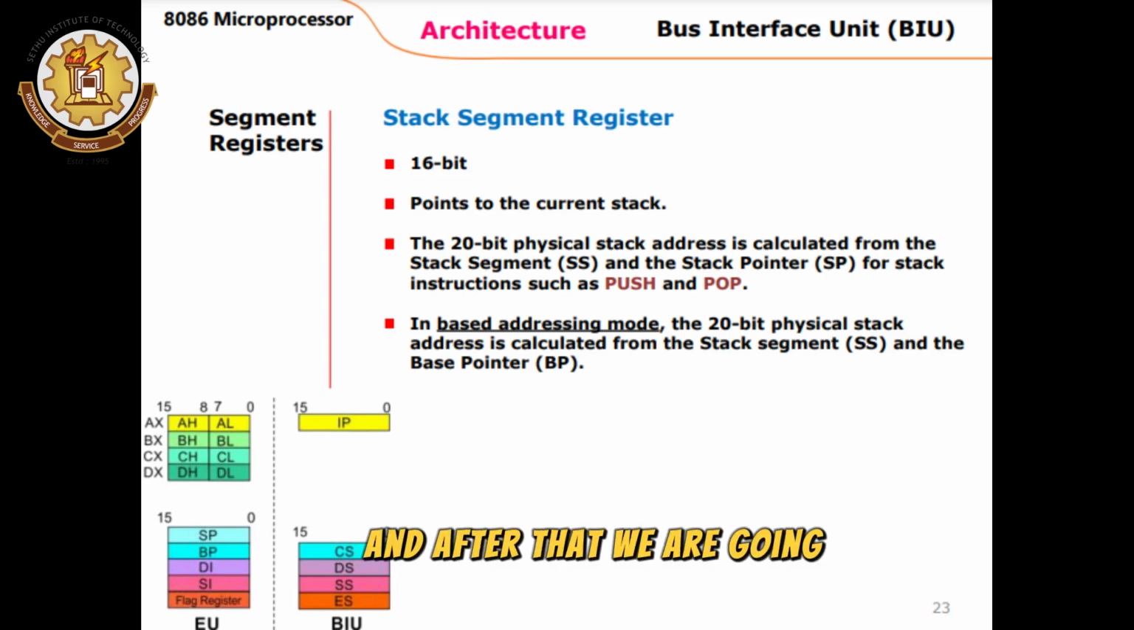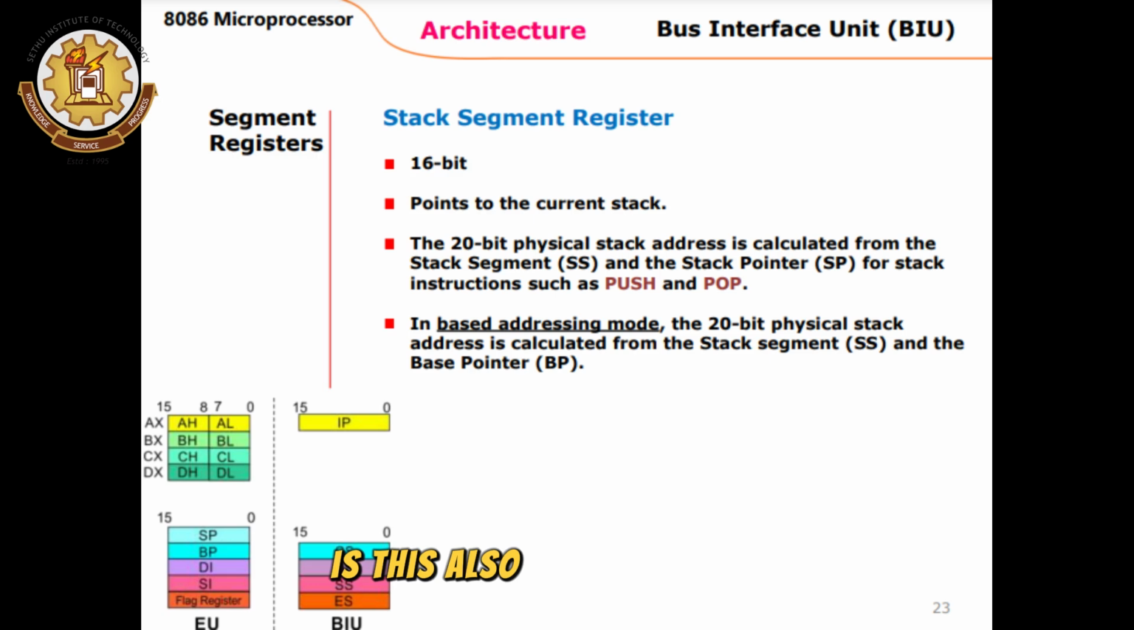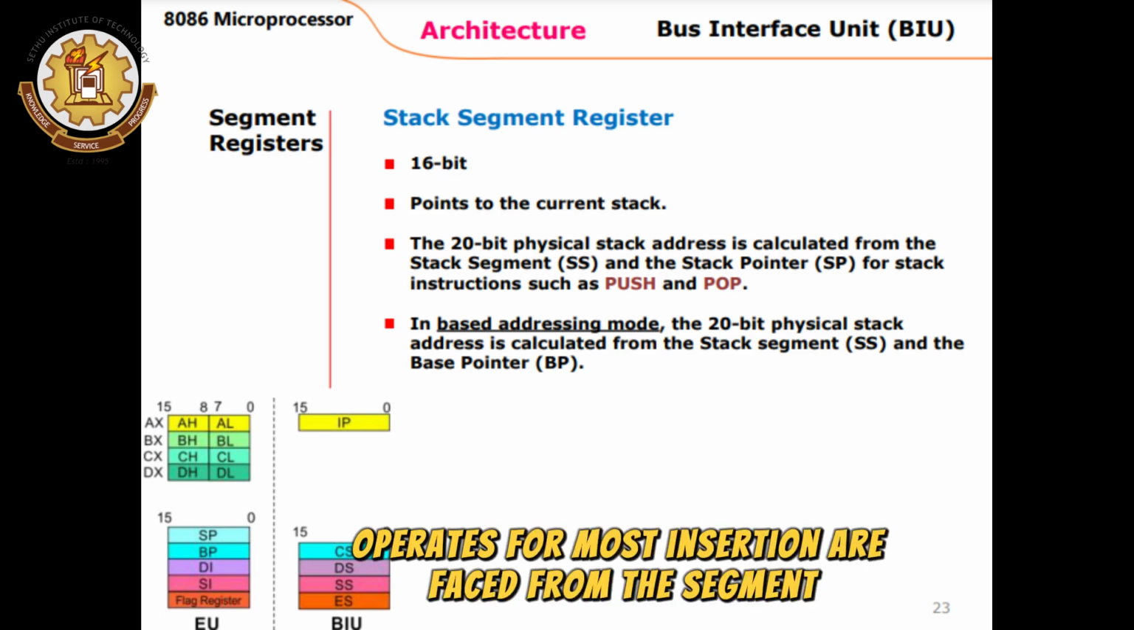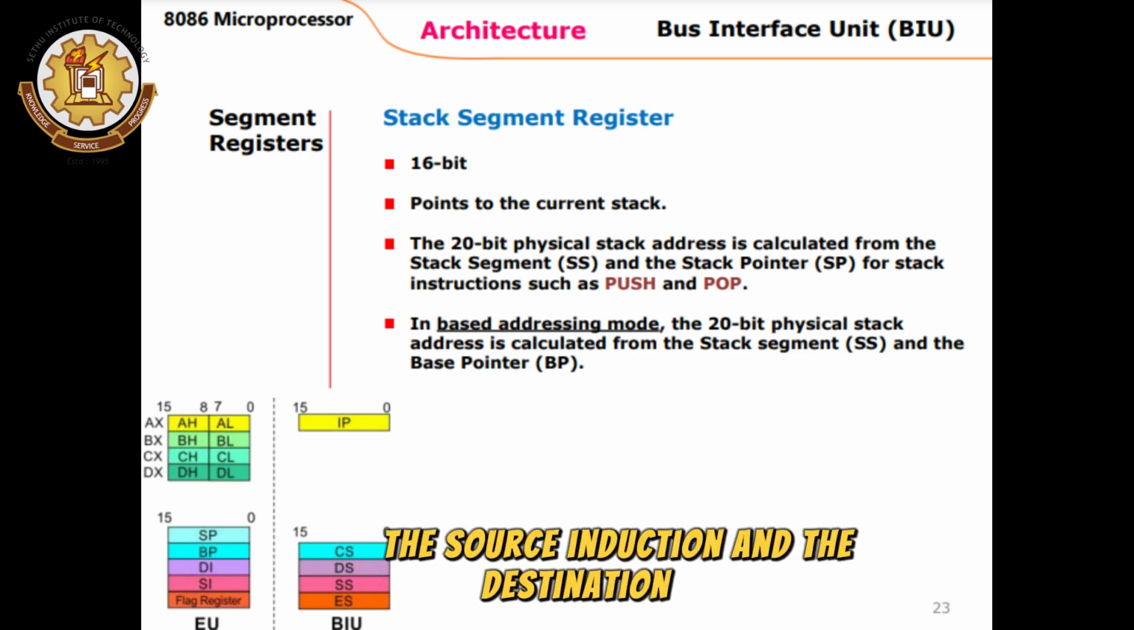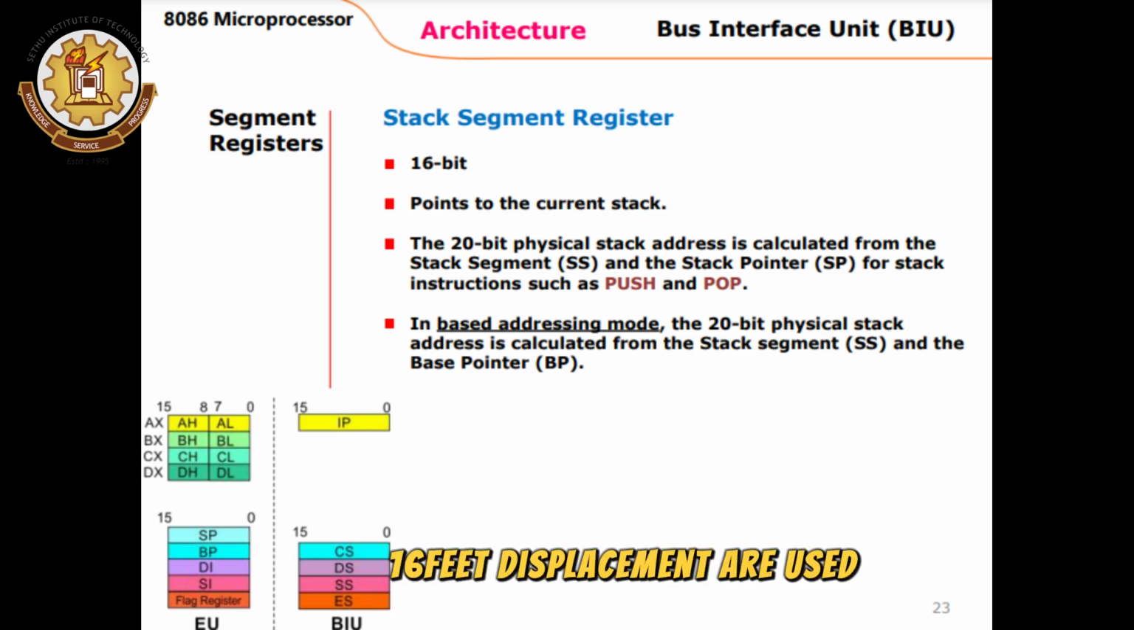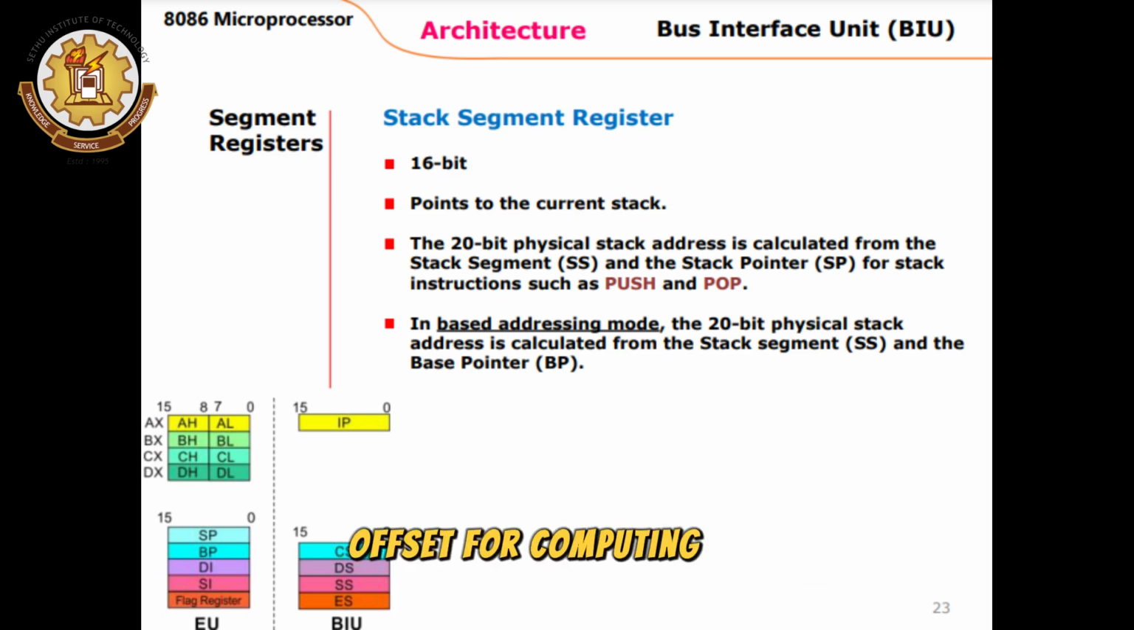After that, we are going to discuss the data segment. This is also a 16-bit segment register. How does it perform? Operands for most instructions are fetched from the data segment. This also contains 16 bits, 0 to 15. The source index, destination index, and 16-bit displacement are used as offsets for computing the 20-bit physical address.